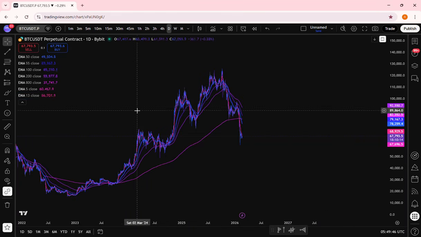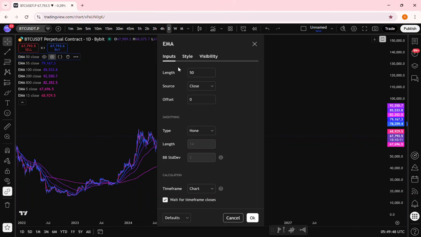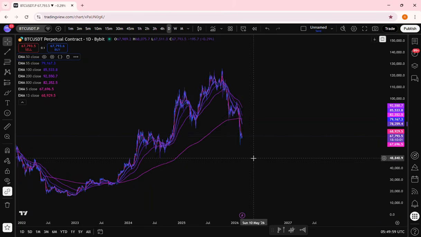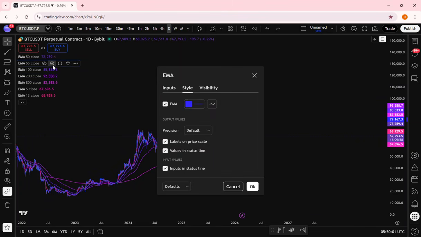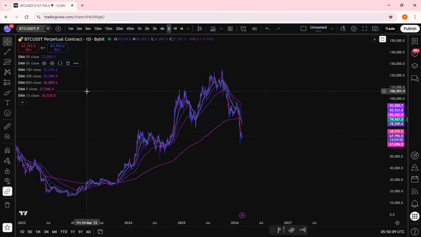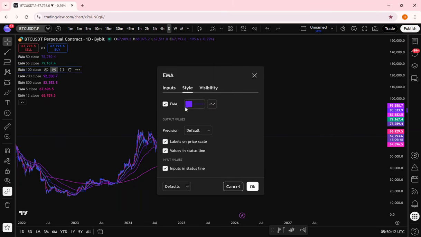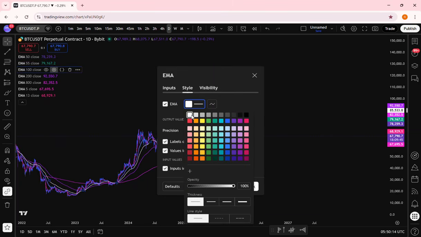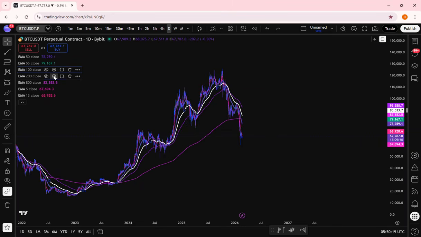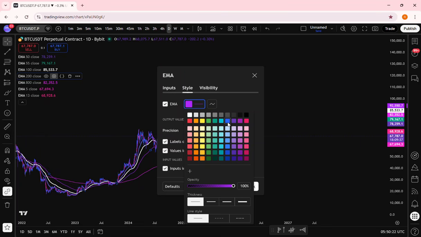Okay, we better change the colors. So let's change the 50. Let's go to style. We will change that to purple. Let's make that a bit thicker. 55, we will change that to green. And we won't make that one thick. The 100, we can change that to white. Let's make that thick. The 200, we can change that to blue.